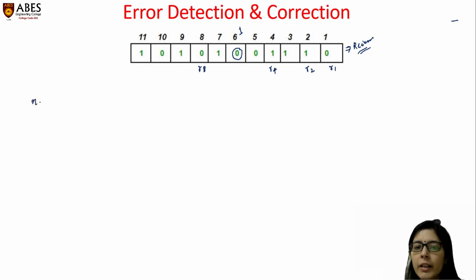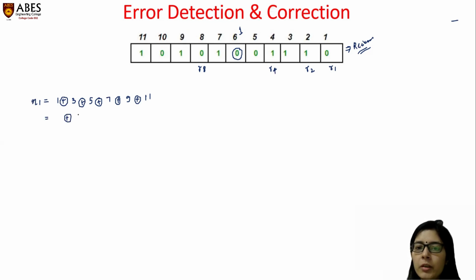Now again, at the receiver's end, based on the code word received, the receiver will calculate the redundant bits again. So for calculating R1, we start with 1, skip 2, take 3, skip 4, take 5, 6, 7, 8, 9, 10, 11. For calculating R1, we take one bit and skip another bit.